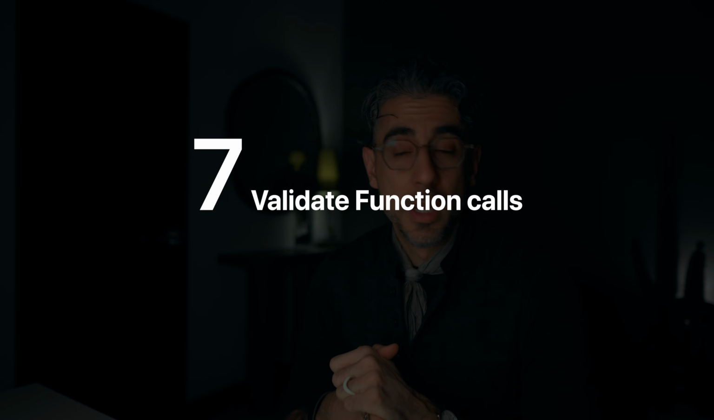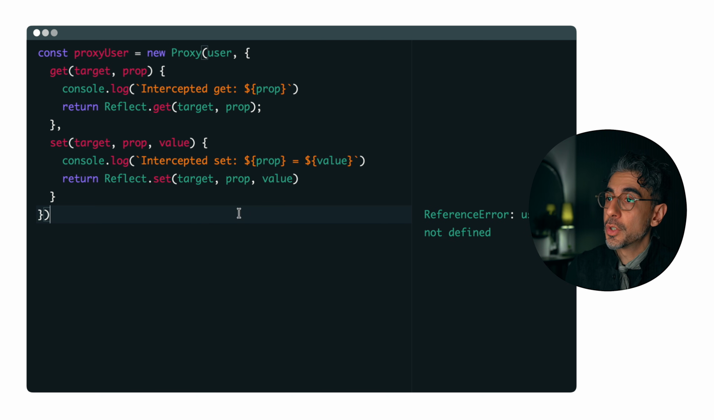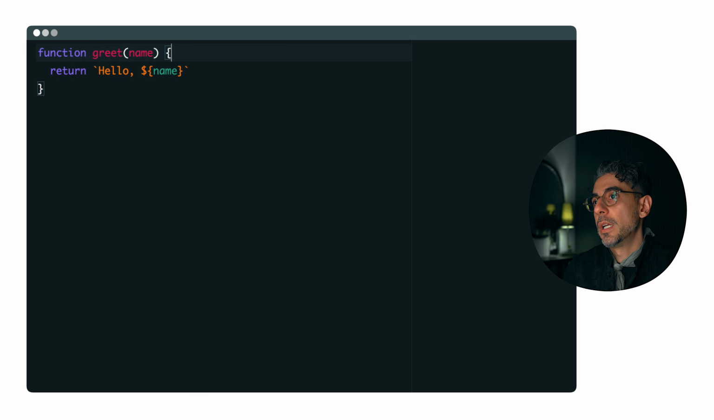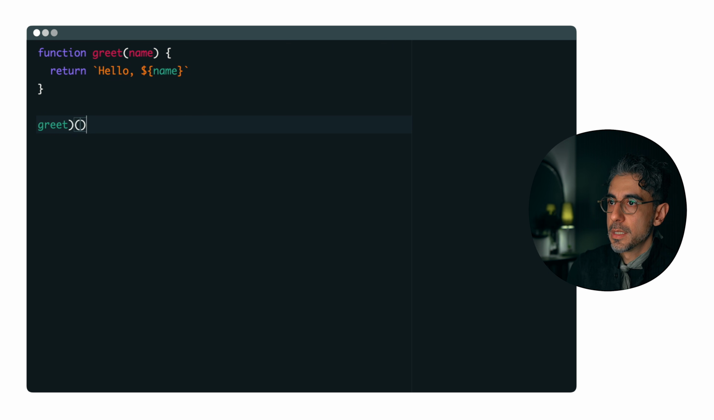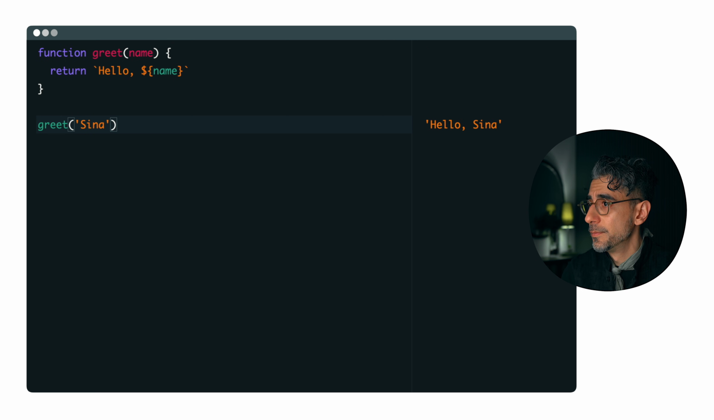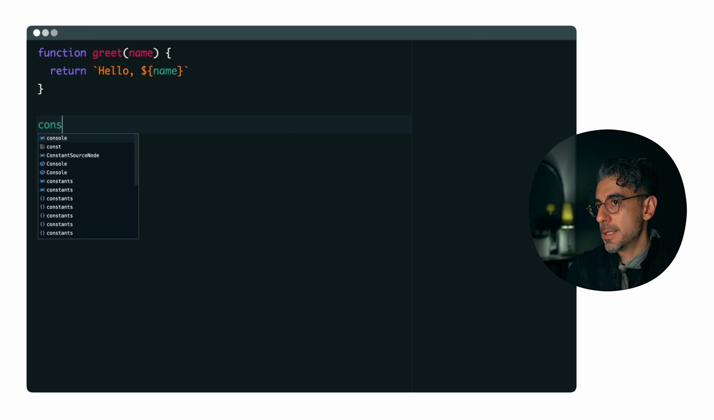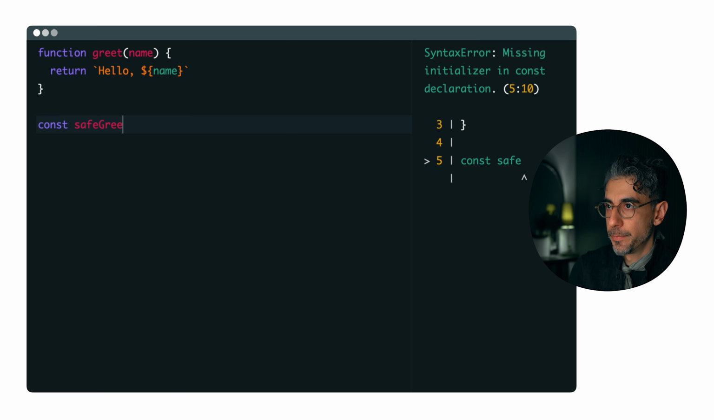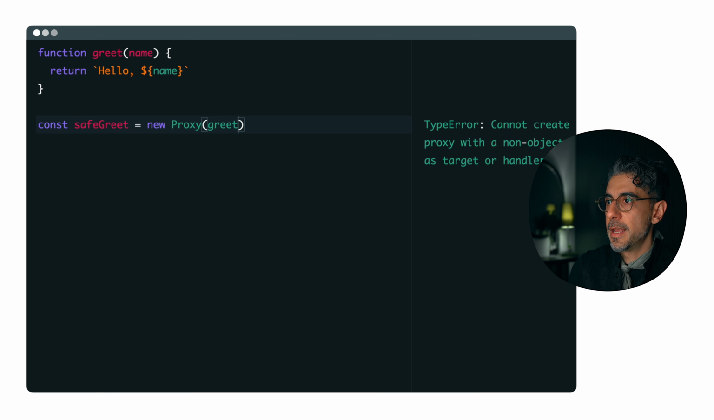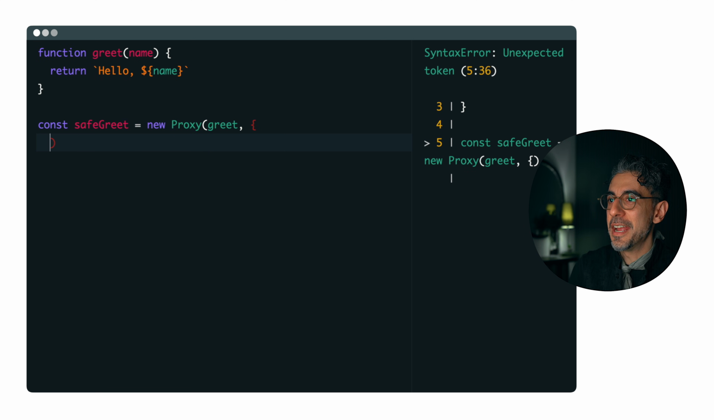And lastly, number 7 is validating function calls. You can use a proxy to intercept function calls too. So let's say I have a greet function here that just spells out my name. Sina. Hello, Sina. Great. So I can create a safe version of this. const safeGreet equals new Proxy. I'm going to send the greet in there and let's dance.